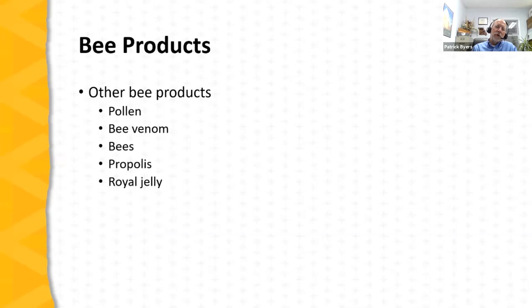And then royal jelly, which is the foodstuff that worker bees develop to feed developing queens. Royal jelly has some medicinal benefits as well. So again, these are other bee products that could be produced and marketed.